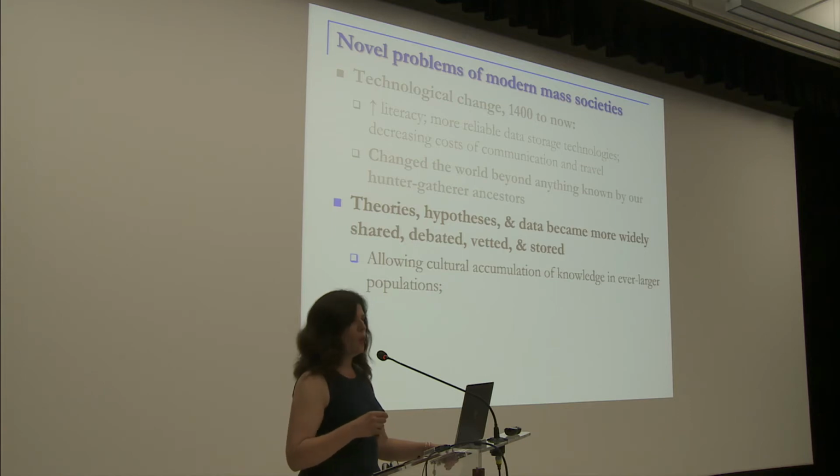Theories, hypotheses, and data became more widely shared, debated, vetted, and stored, allowing the cultural accumulation of knowledge in ever larger populations. Markets arose in which millions of anonymous individuals cooperate in complex networks, and people from distant locations with different moral norms were brought into contact with each other. So in these new conditions, the normative theories of rationality that have been traditionally used in psychology may be well designed for those functions: producing scientific knowledge, understanding market dynamics, maybe fostering cooperation in mass societies with global contact. But what privileges methods developed for these modern goals as the metric against which human rationality is measured? I would say nothing.